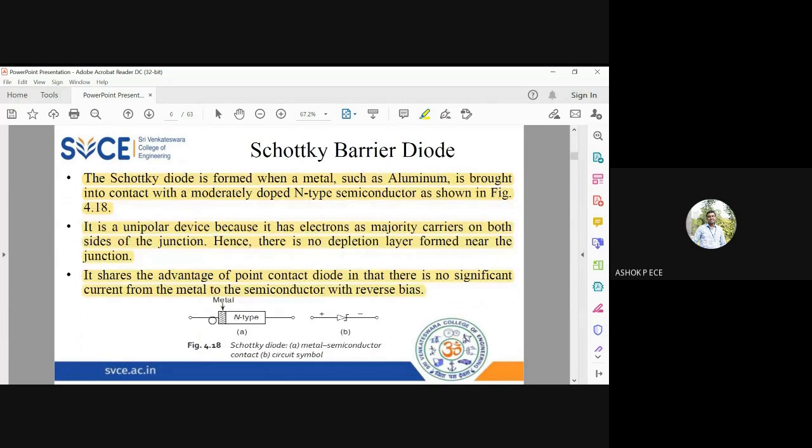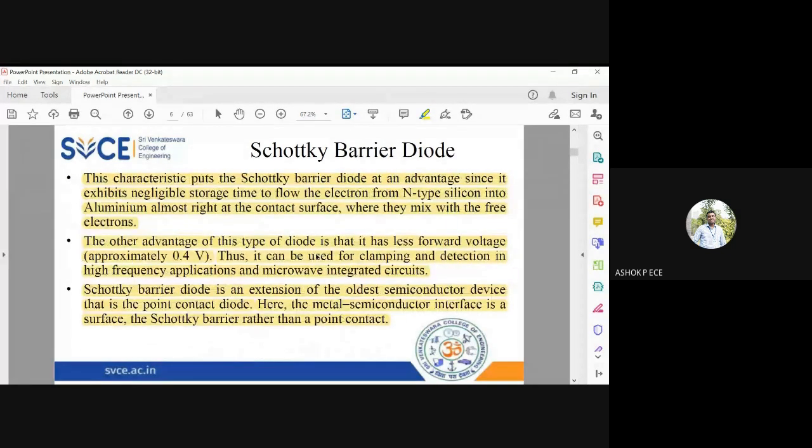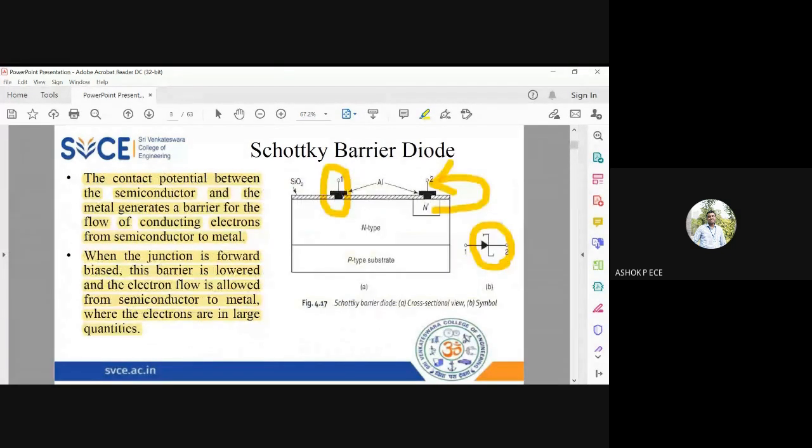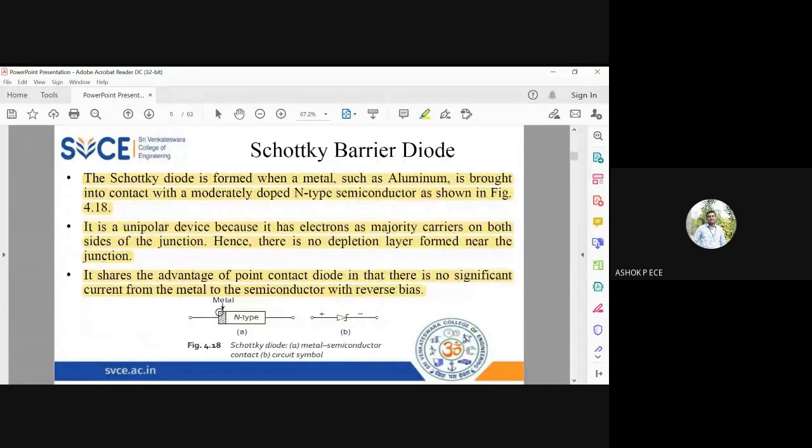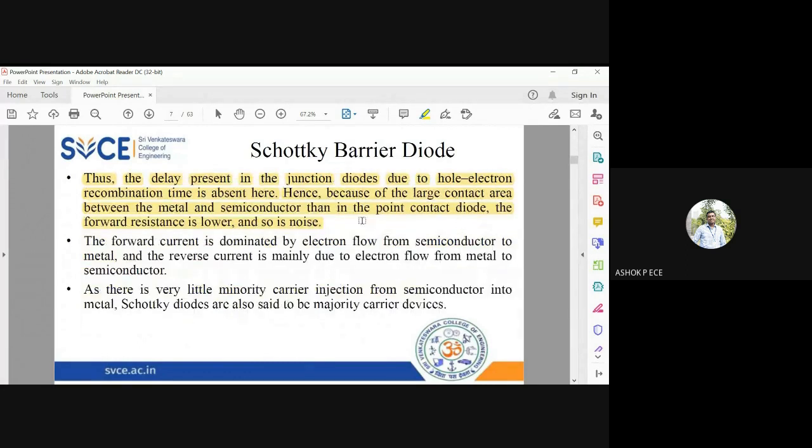They say that it is a point contact. See, in the Schottky barrier diode, the metallic region is making contact with N plus only at this point. It is a minimal area of contact. But in the Schottky diode, you see the interface between the metal and N plus is going to be complete. You are going to have an area where the contact between metal and semiconductor is formed. Because of that large area of contact, the forward resistance is going to be very, very less, and the noise is also going to be very less.